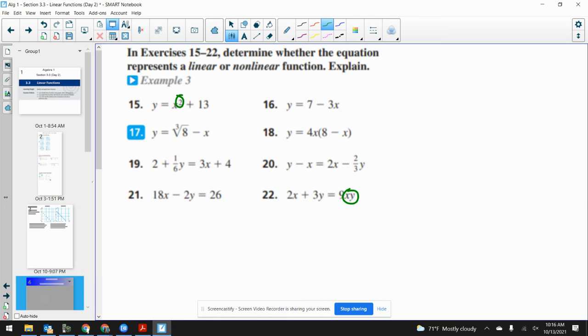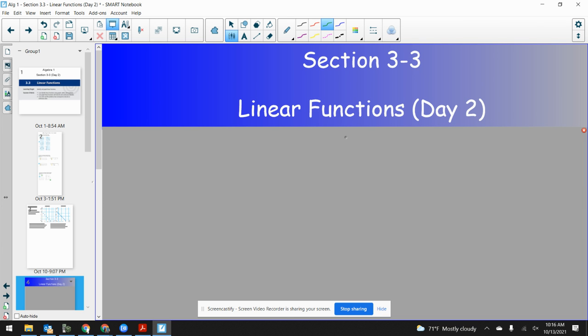So we're on day 2 of section 3.3. Now this is day 2 notes. We're going to do 2 days on day 2 because again, today's a short period. Today's class ends at 10:35, so we got about 20 minutes left.